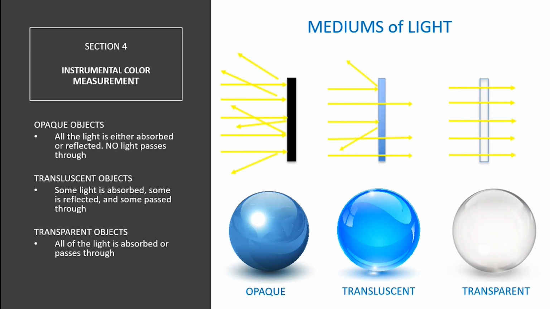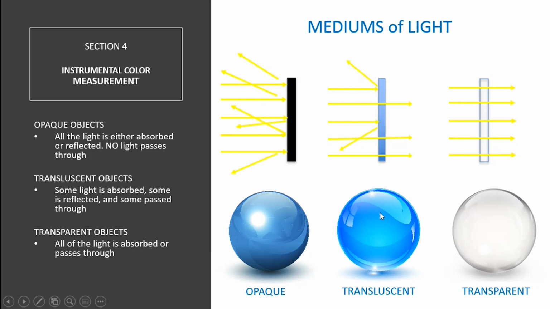Now, where would you use each of these? That's really going to depend on how the light interacts with the sample. So samples are typically going to be opaque, translucent, or transparent. With opaque objects, all the light is either absorbed or reflected and no light passes through. So these are solid, opaque, no light passes through. And again, all samples either absorb or reflect or both.